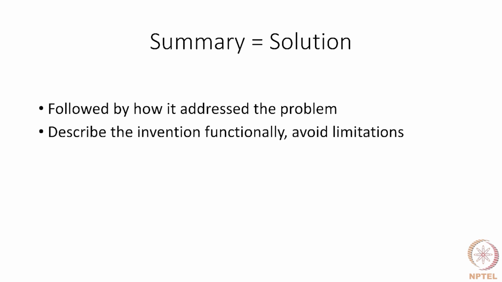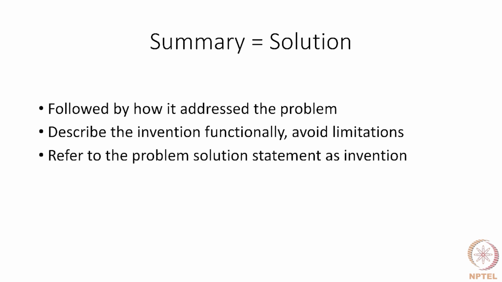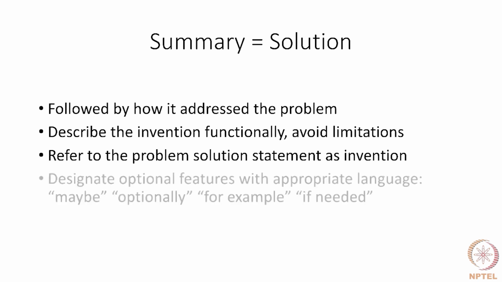Now you can describe the invention functionally, and you should avoid limitations in this section, because limitations are created consciously in the claim. So here you will not do that, because this part could be used for understanding the scope of your claim. So you have to be careful in drafting this part, and you should refer to the problem solution statement as the invention. Now here on, you will not mention the problem solution statement, or that there is a problem. Now you're just going to concentrate on the solution, which is the invention. So from here on, you can say the invention or the said invention. You can use that language from the summary portion onwards.